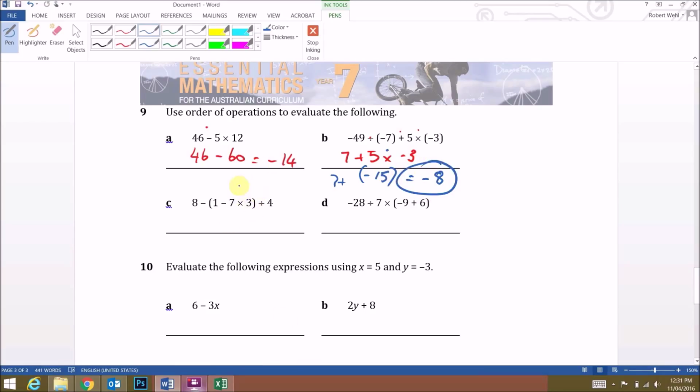This one, we need to do our brackets first, and we need to do the multiplication inside the brackets first. 7 3s are 21. Then here I do my brackets again. 1 take away 21 equals -20.